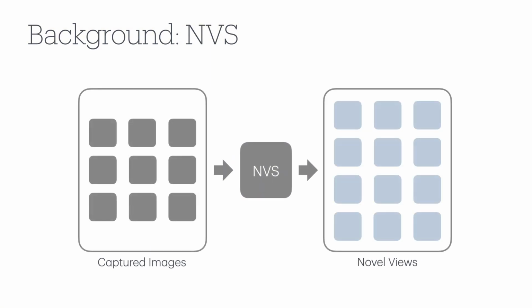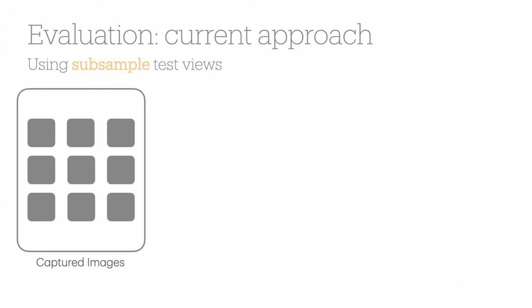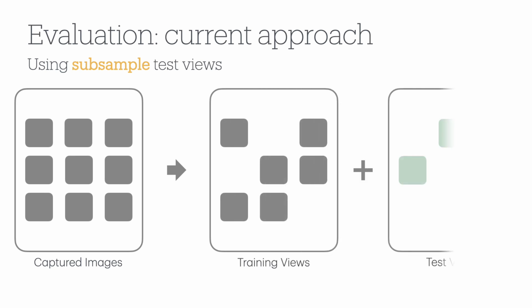On the left, we have a set of captured images represented by gray squares, and on the right, we have a number of novel views represented by a number of blue squares. Here, we would like to highlight that our goal is to evaluate those novel views. Unfortunately, those novel view images usually do not come with ground truth images.